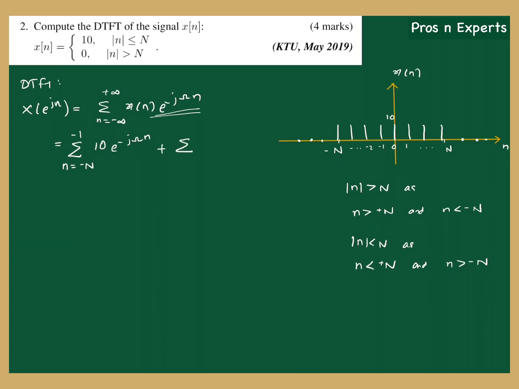Plus, this is not over. We have to include the other samples also. The other samples are in positive n. So 10 into sigma, n equal to, what are the limits? In the previous case we took minus 1 to minus N. So now we have to take 0, 1, 2, etc. up to plus N. Then x of n is 10, again 10 into e raised to minus j omega n.